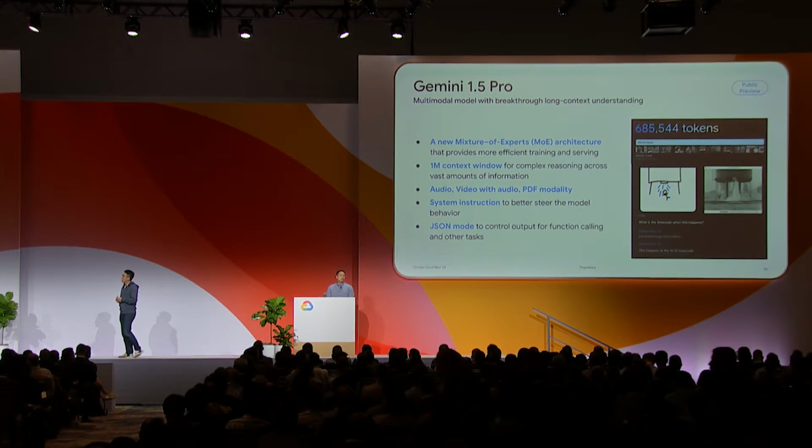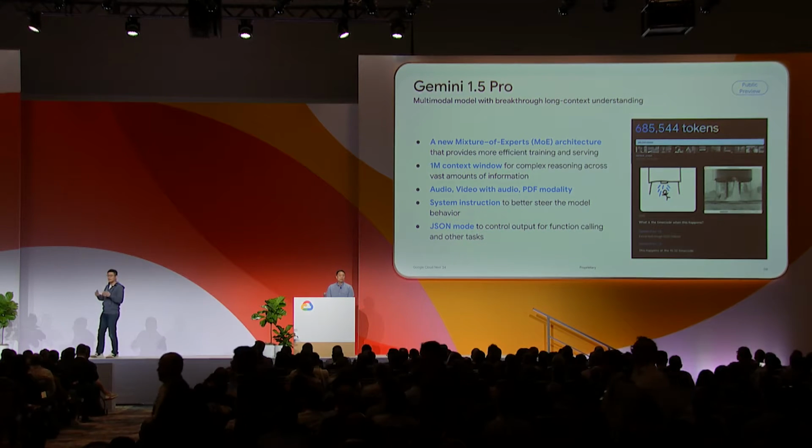In addition, we are adding new modalities, right? So Gemini now can hear. We added audio modality, video with audio, and PDF to Gemini models. We also added system instructions and JSON mode to 1.5 Pro, so you can better steer the model behavior and deploy this for function calling and workflow automations.